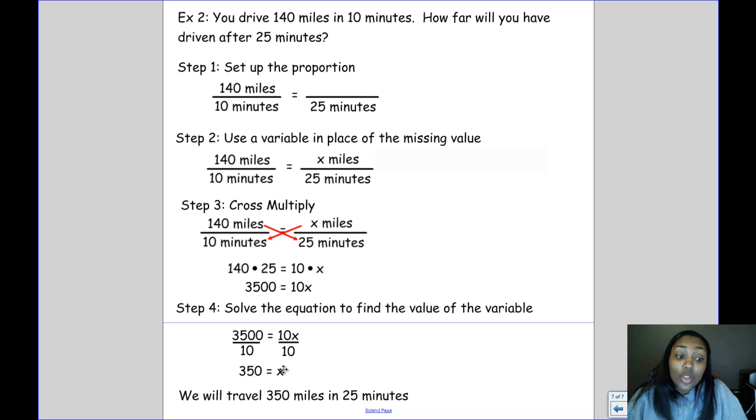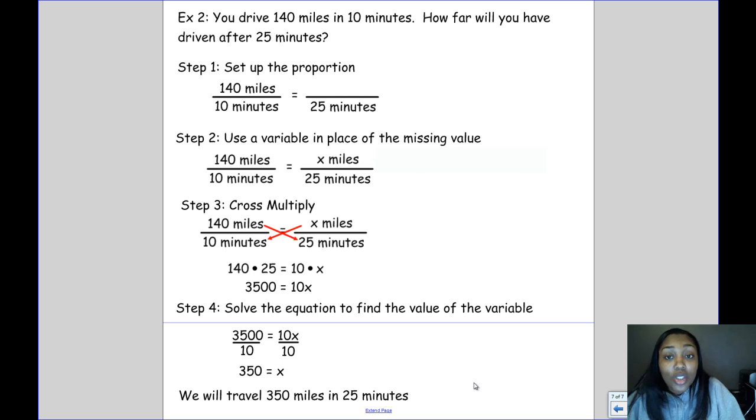And then we're going to do 3,500 divided by 10, which gives us 350. So now we know that 350 equals X. And we know that X stands for the number of miles we can drive in 25 minutes. So that means that because X is 350, we can now say that we will travel 350 miles in 25 minutes.